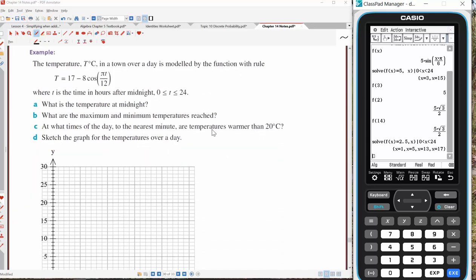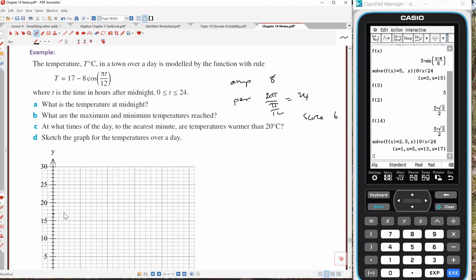All right, so here's another one. A temperature T degrees Celsius in a town over a day is modeled by that function with that rule. So what do we know? Amp is 8. Period is going to be 2 pi over pi on 12, which is 24. Scale is going to be 24 over 4, which is 6. 17 is the vertical translation, so that's going to be the mean line.